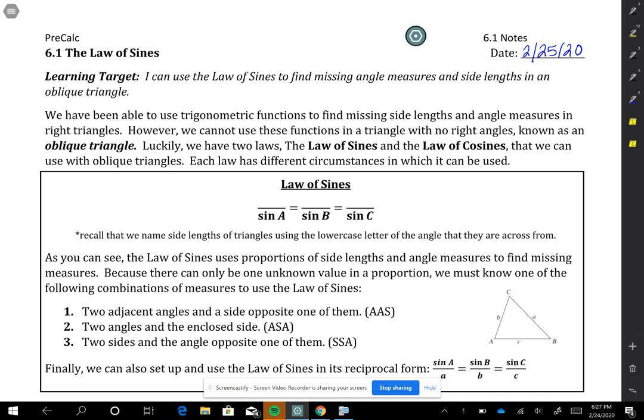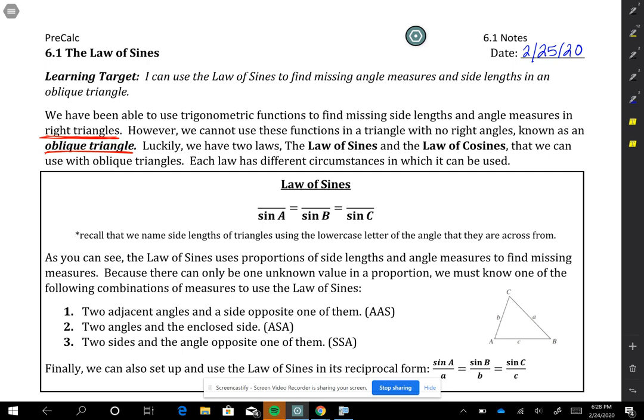Now, in the past, we've used trig functions like sine, cosine, and tangent to find missing side lengths and angle measures in only right triangles. So we can't use those like we have in the past. But what we have now is two new laws. One of them is the law of sines, and we will learn the law of cosines later, that we can use with oblique triangles, which are just triangles that do not have a right angle.